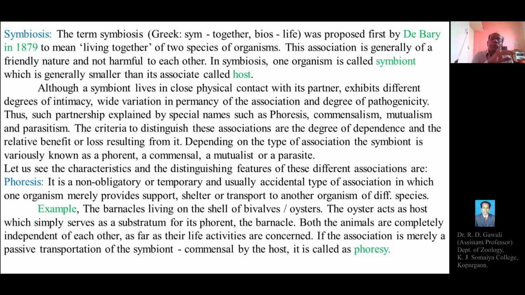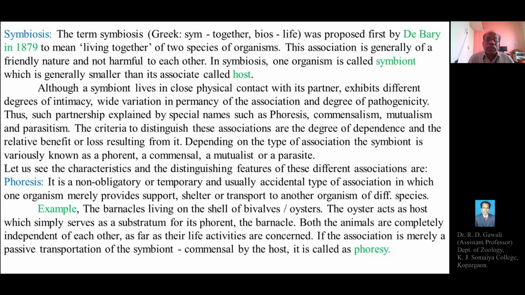The barnacles occurring on the shell of the bivalve mollusk are simply carried passively from one place to another, and thus the barnacles and their host, the bivalve mollusk, show a loose form of relationship, just a passive transportation of the barnacles from one place to another on the shell of the bivalve mollusk.